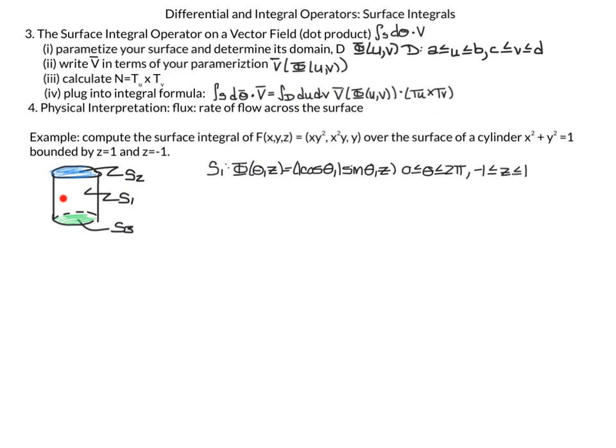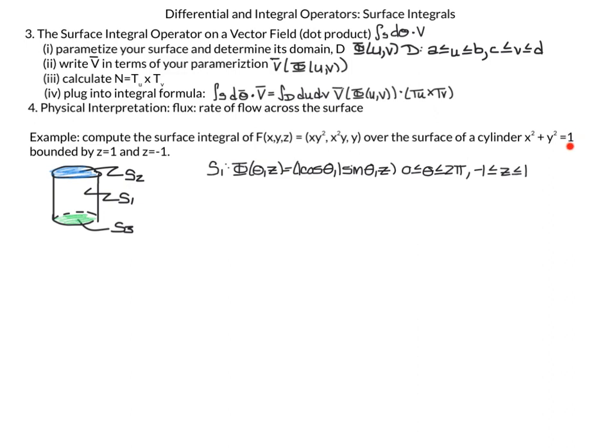So we parameterize it based on cylindrical coordinates, except that we hold the radius at 1. So we have phi of theta, z is equal to (1 cosine theta, 1 sine theta, z), where theta goes between 0 and 2 pi, and z, remember, goes between -1 and 1. And again, this 1 is here because the radius of our cylinder is 1.